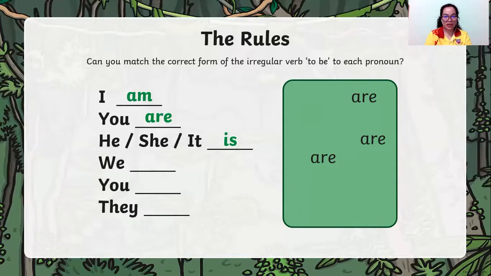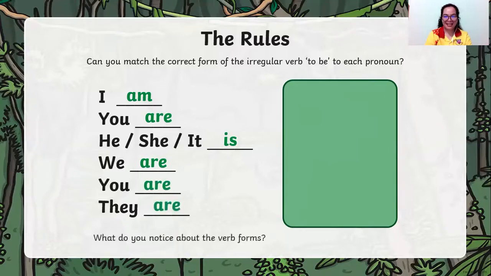Next, we. We, including yourself, are. Why? It's because you are talking to many. Next, you are, they are. Again: I am, you are, he is, she is, it is, we are, you are, they are. Understand? So that is our verb to be, and you are going to use this when you write your present tense sentences.